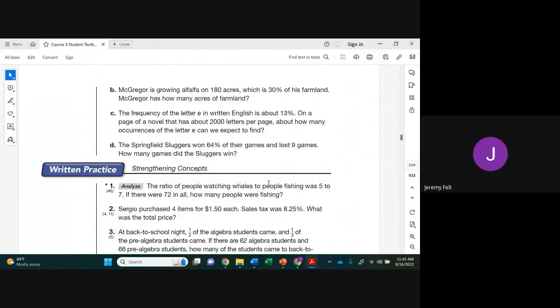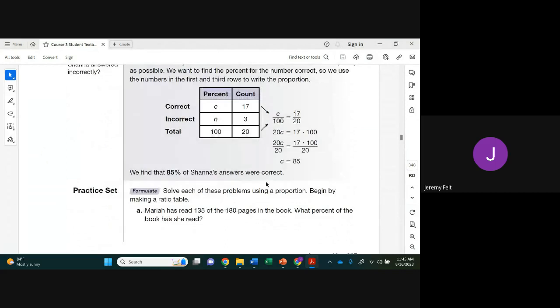Okay, we'll take a look at this practice set of problems when we return to class. Just set up your ratios like you would your percent and your actual count, fill in what you know, and cross multiply and divide.